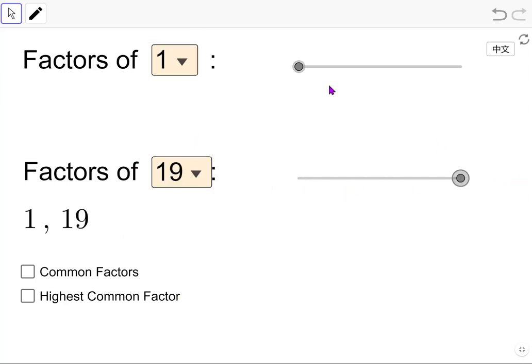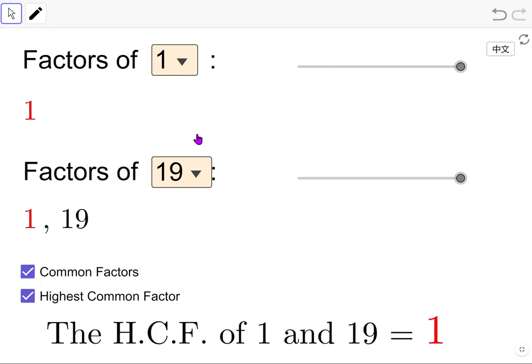Let's take this one. You have 19 and 1. And you've just 1. The common factor is 1.